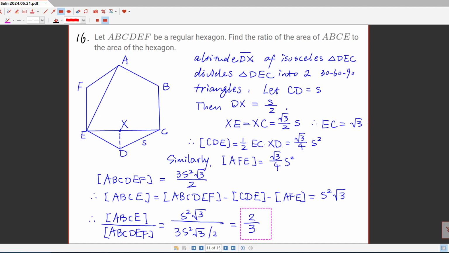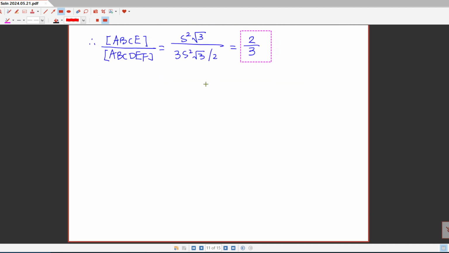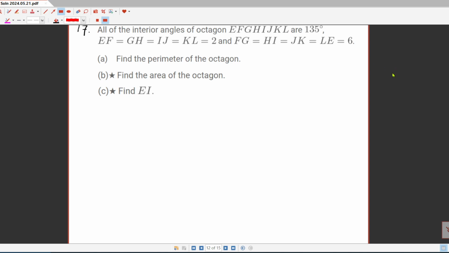Okay, any questions? All right, if no questions, let's have a look at the next one. Question 17. All of the interior angles of octagon EFGHIJKL are 135 degrees. EF equals GH equals IJ equals KL equals 2, and FG equals HI equals JK equals LE equals 6. Find the perimeter of the octagon, find the area of the octagon, and find the length of EI.